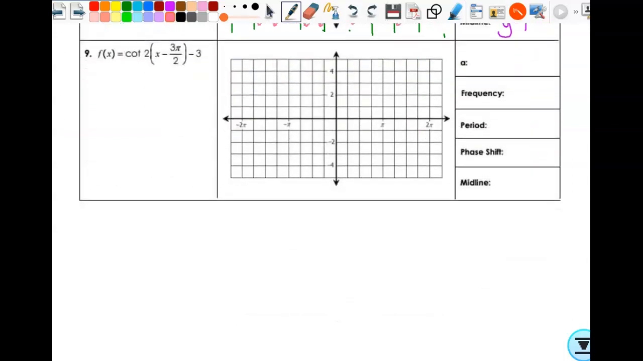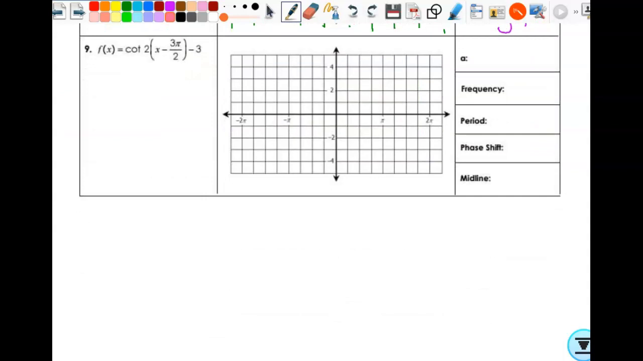Last one. What is A here? 1. What's the frequency? 2. So what's the period? Yeah, pi halves, because this is cotangent. And I didn't need to factor anything out. We should always look at that first, but it's factored out for me. I'm going to go to the right, 3 pi halves. Midline, y equals -3.